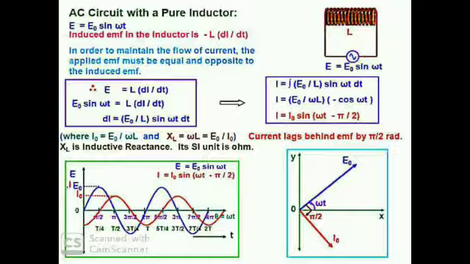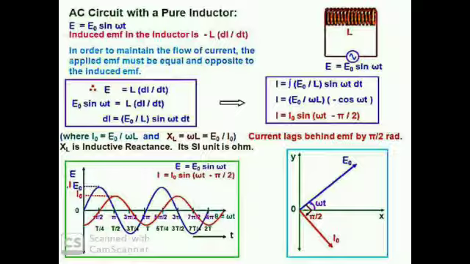So the back EMF is given by L into di by dt, where i is the instantaneous current, L is the inductance of the inductor. Therefore E is equal to L into di by dt, where E is E naught sin omega t, that is the applied EMF at any instant, equal to L into di by dt. So you can write di as E naught by L into sin omega t.